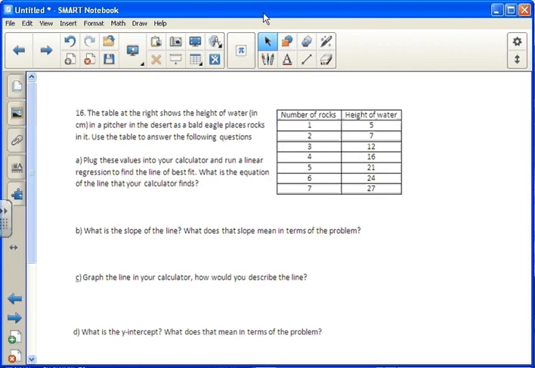It says the table at the right shows the height of water in centimeters in a pitcher in the desert as a bald eagle places rocks in it. Why this would happen, I don't know. Use the table to answer the following questions. First, plug these values into your calculator and run a linear regression to find the line of best fit. What is the equation your calculator finds?